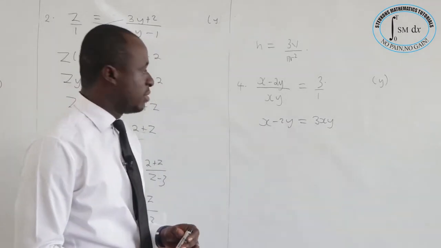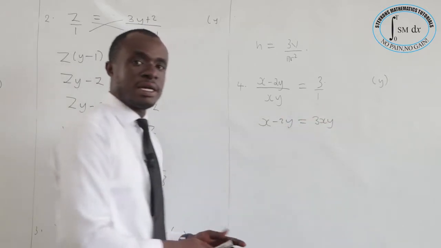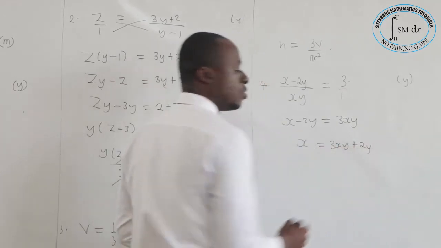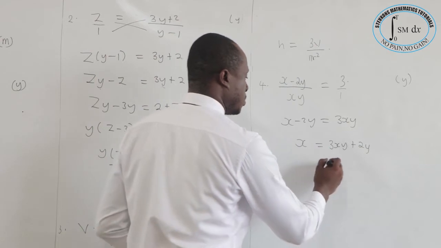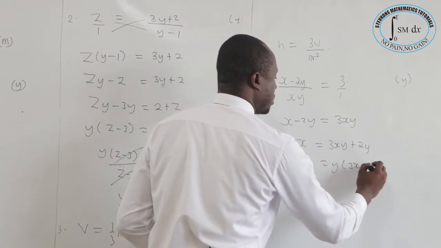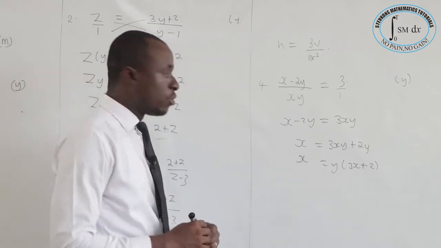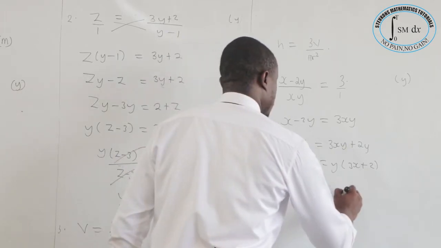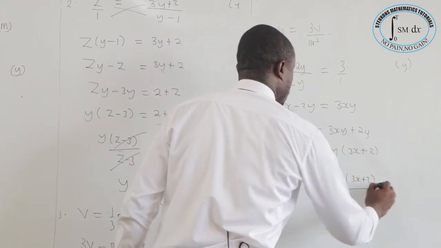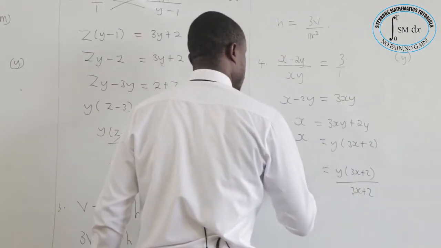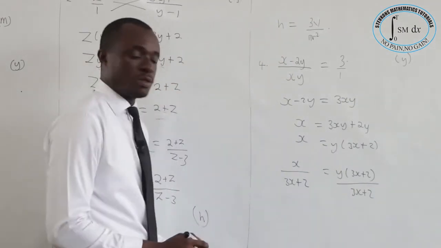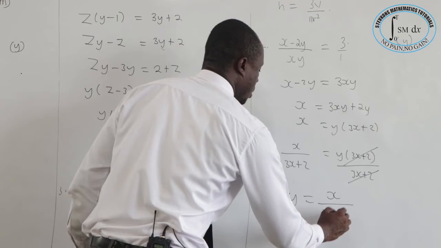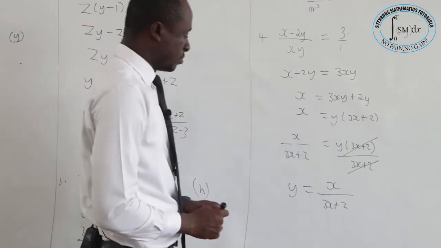We want to make y the subject. It is better we take this negative 2y to this side. So we have x = 3xy + 2y. Y here, we can factorize y out. So we have y(3x + 2) = x. We want to make y the subject. We divide by what is multiplying the y. In this case, we have y(3x + 2) all over 3x + 2, x all over 3x + 2. So this is cancelling out that. So we have our y to be x all over 3x + 2.